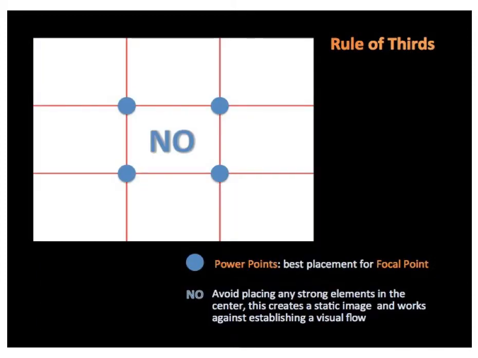Like we talked about before, we don't want to put something right in the middle of a composition. Our eyes are already going to want to go there, and we need a way to pull our eye back out to the other parts of the composition. So instead of placing it in that center square, we're trying to place it along those blue dots, or those power points, which are the best placement for focal points. Let's look at a few examples.